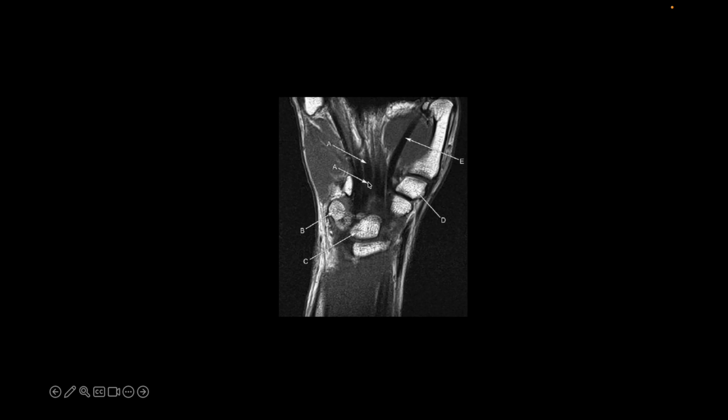so A would be your flexor digitorum tendons. I think it's hard to tell if they're superficial or deep, but yeah, these would be your flexor digitorum tendons, and then E would be the tendon of the flexor pollicis longus coming and going and attaching to the thumb phalanges.